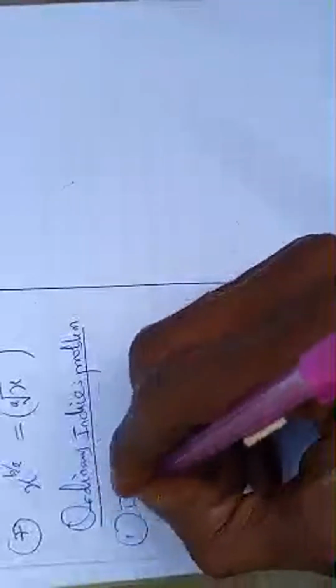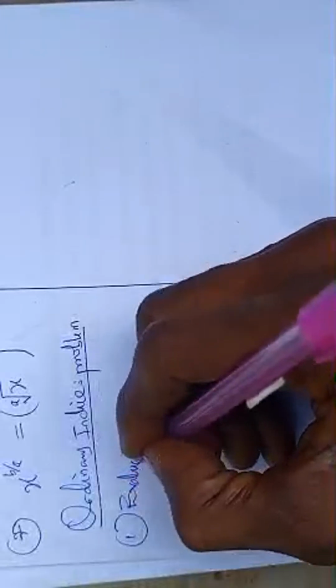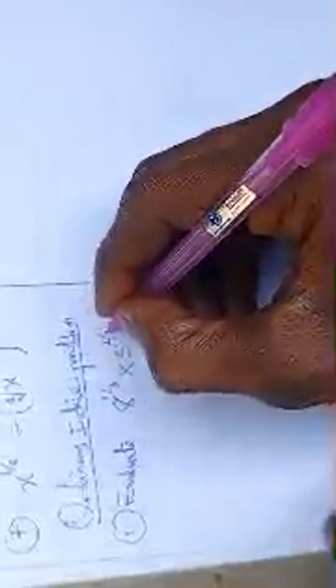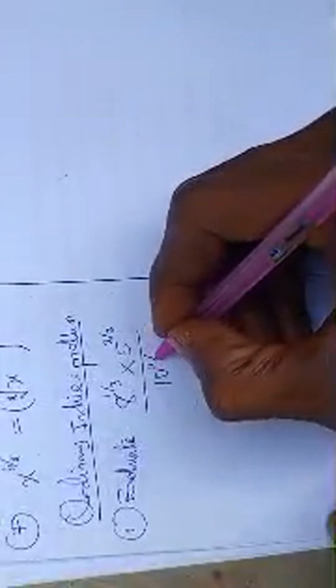Good. So now example 1, under ordinary problem, if we are asked to evaluate, please, this question is very important. If you're writing JAMB, if you're writing WAEC, please, it's quite necessary we get to understand these questions. That's 8 to the power of 1 divided by 3, multiplied by 5 to the power of 2 divided by 3, then all divided by 10 to the power of 2 divided by 3.